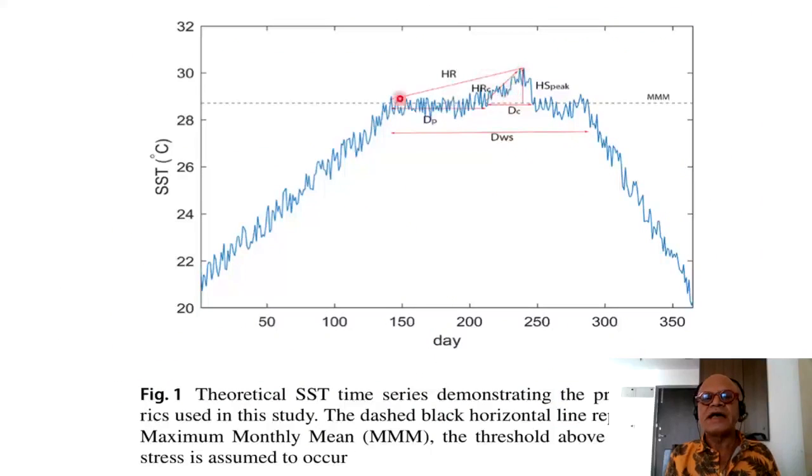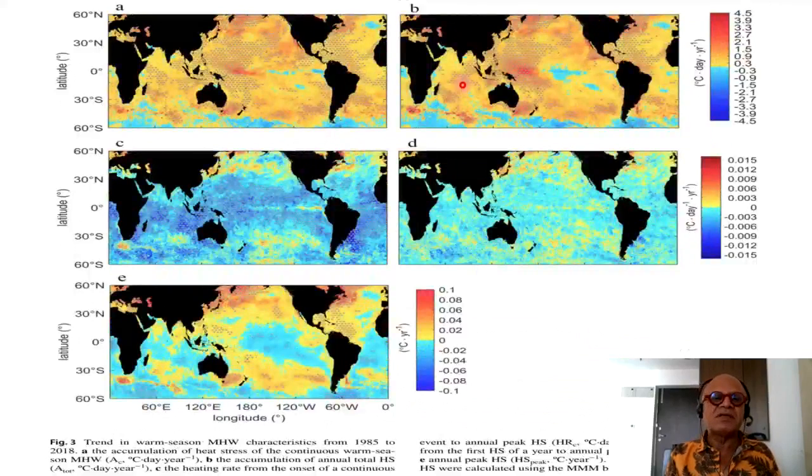So you look at this and this. If this is increasing and this is decreasing and this is decreasing, this is also decreasing, that means the accumulated heat is not increasing because of the increase in the peak HS, neither is it increasing because of the heating rate increases either in the continuous period or in the seasonal period. Okay, what does that mean? That means there may be some kind of a thermostat effect that is probably in play.